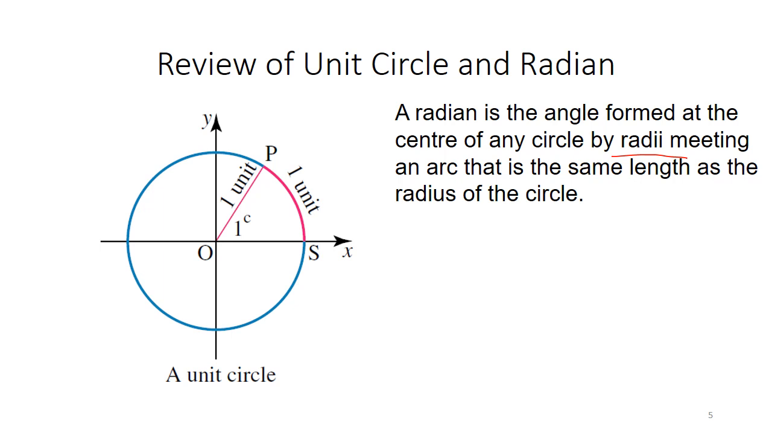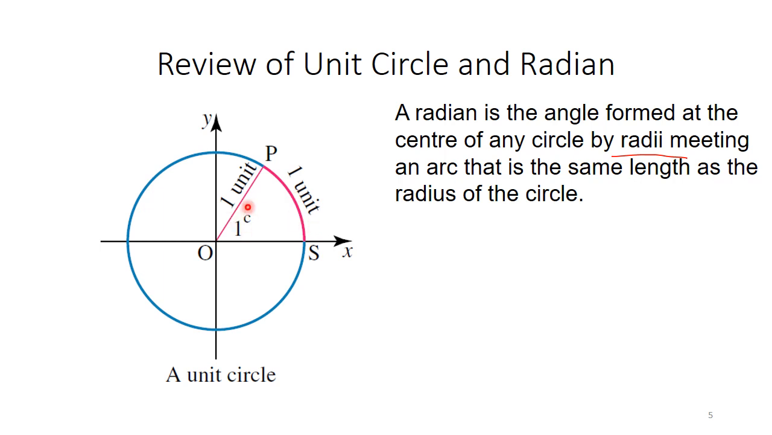But what he's saying is if we have the radius here, actually let me just bring up the laser pointer. So if we have the radius and the arc at the same length, then that angle, we define it as a radian. So that's what he's saying. If the length of the radius and the arc length is the same, that angle would be 1 radian.